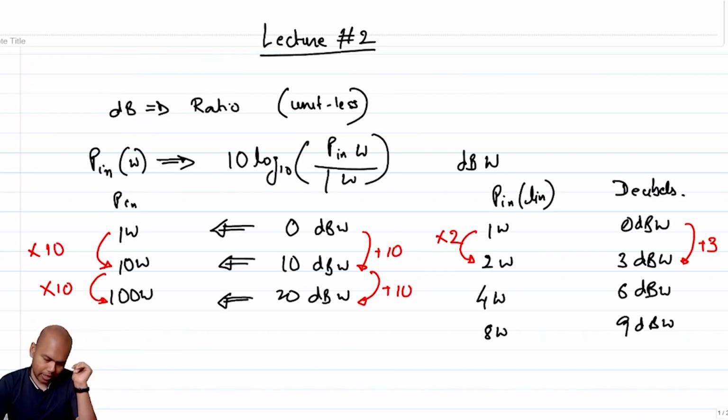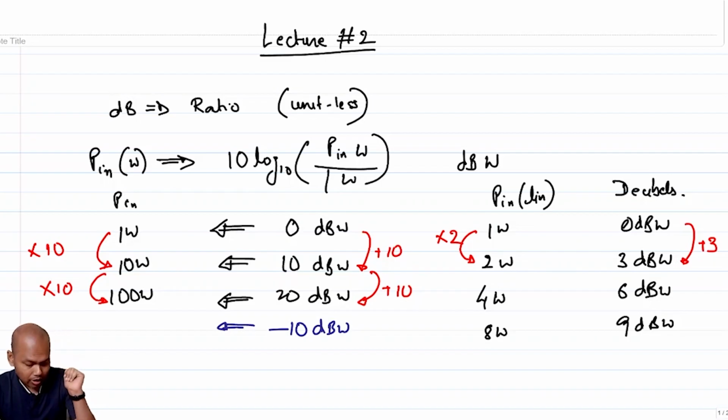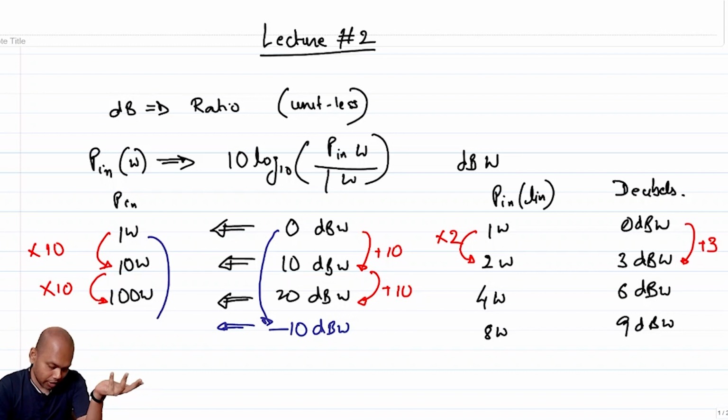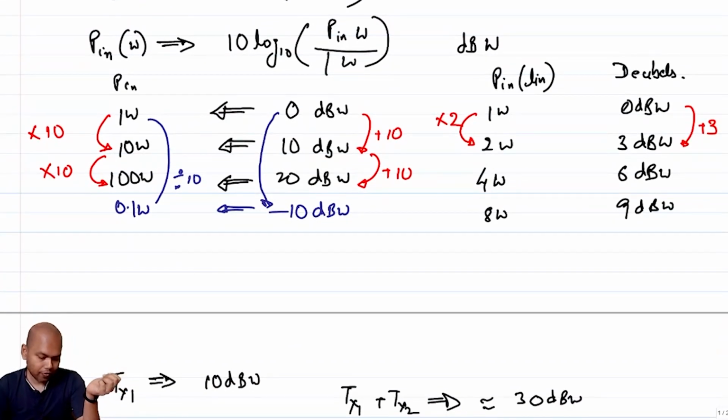So again, the other part that I did not go to. Let's say I am sending out minus 10 dBW power. So what does minus 10 dBW mean in linear scale? From 0 I have come down by 10 dB, which means from 1 watt I will go down by 10x. So here I am going to divide by 10, which means I have 0.1 watt.